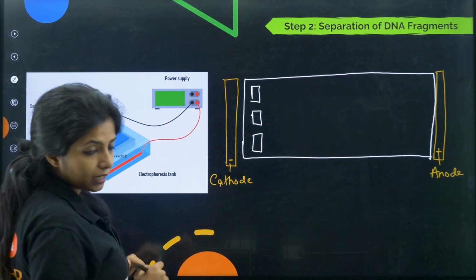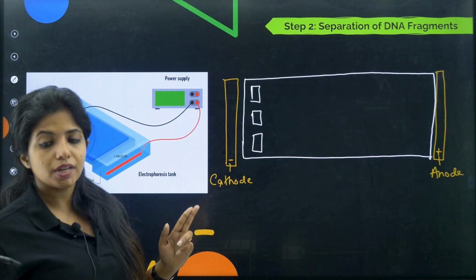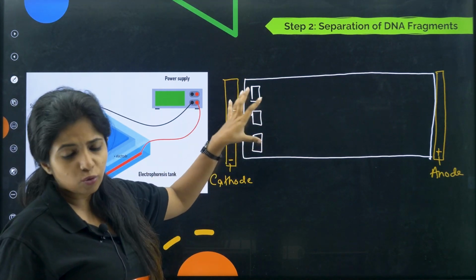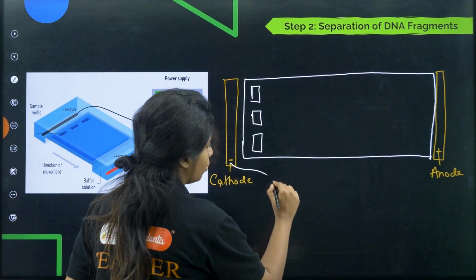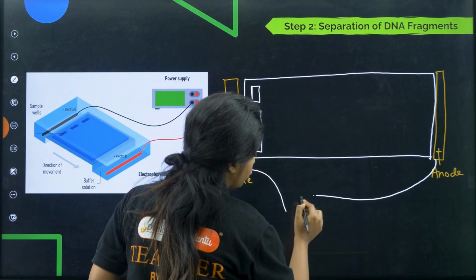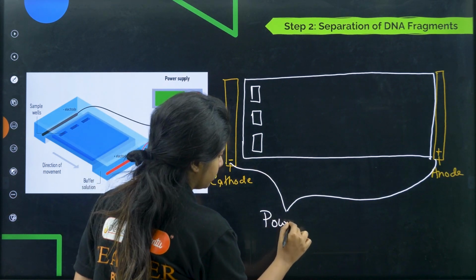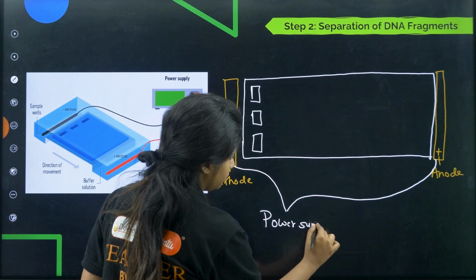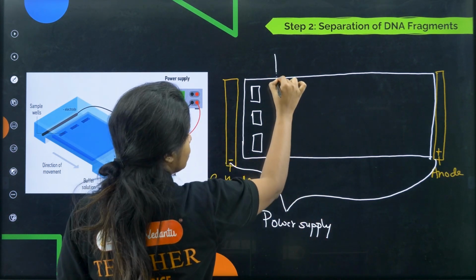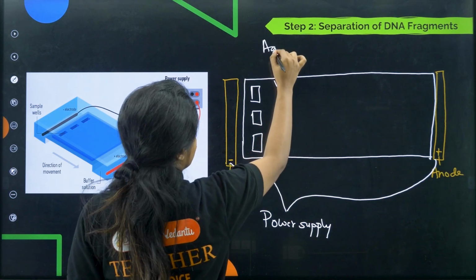Now, I cut my DNA, right? I cut my DNA with the help of restriction enzymes, and I am putting it in the well. Why am I doing all this? Because I want to separate the fragments on the basis of their length. This is connected to a power supply. And over here, I am going to use a gel which is known as agarose gel.